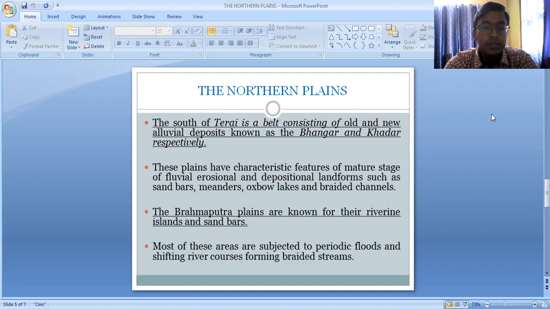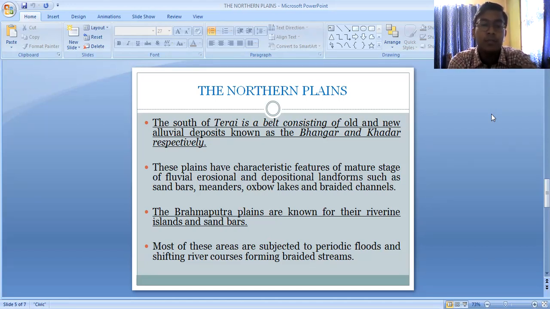So these plains have characteristic features of the mature stage of fluvial erosional and depositional landforms such as sandbars, meanders, oxbow lakes, and the braided channels. That means the rivers which flow through these northern plains have reached their maturity level. Fluvial erosion means the erosion caused by the activity of the rivers.